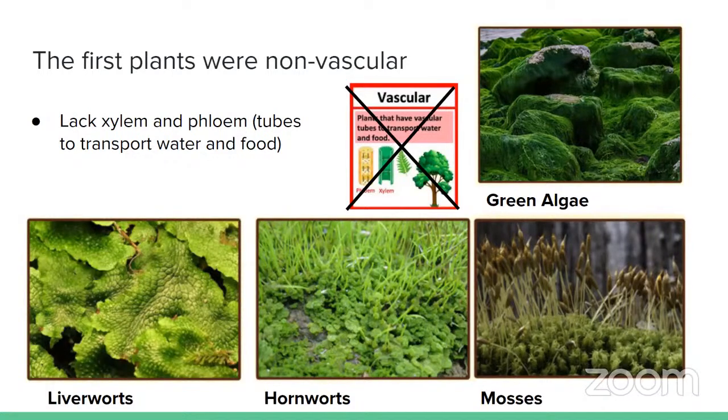So looking at these examples of non-vascular plants, what would you say is a standout characteristic of these groups? What is the same between them?